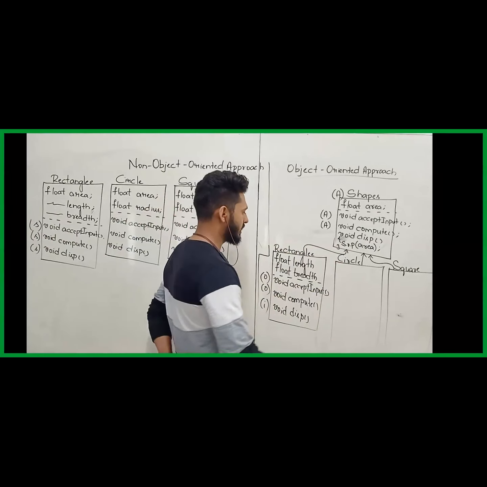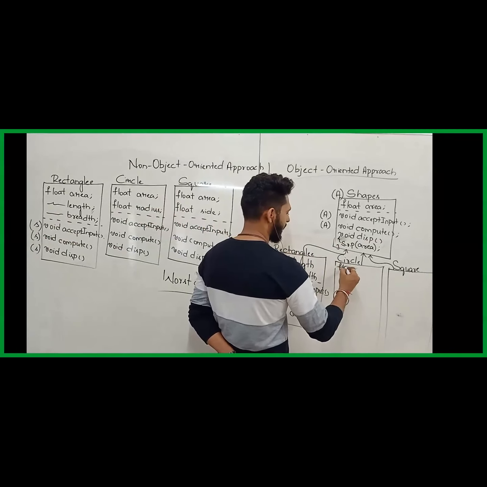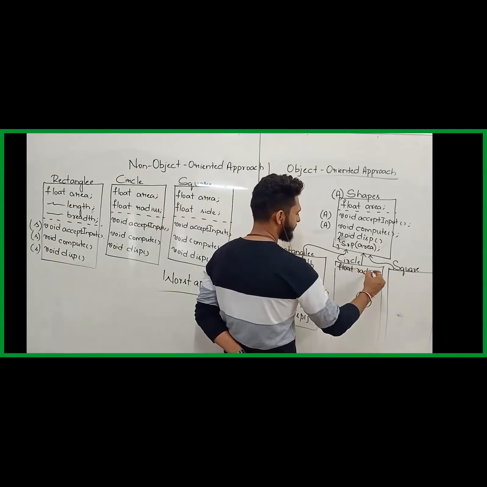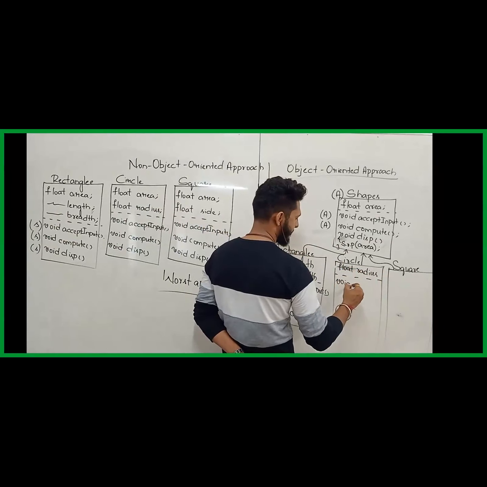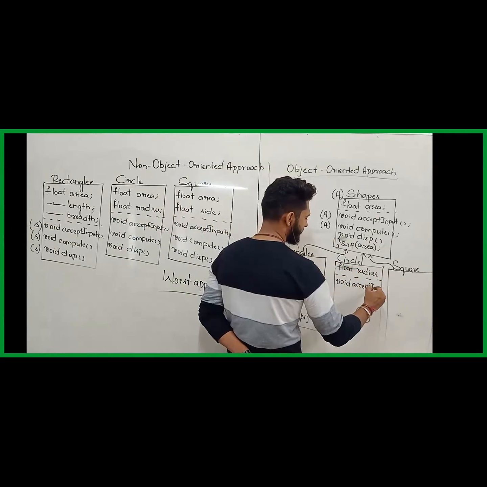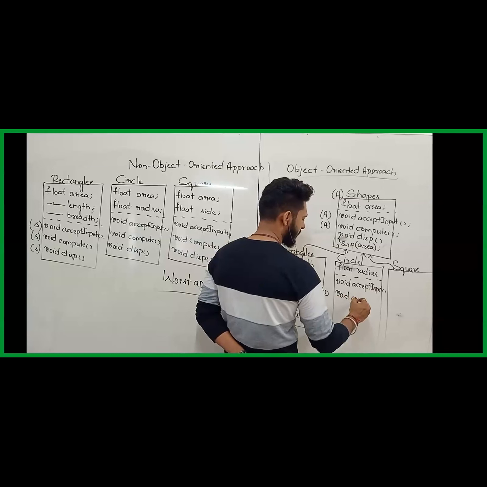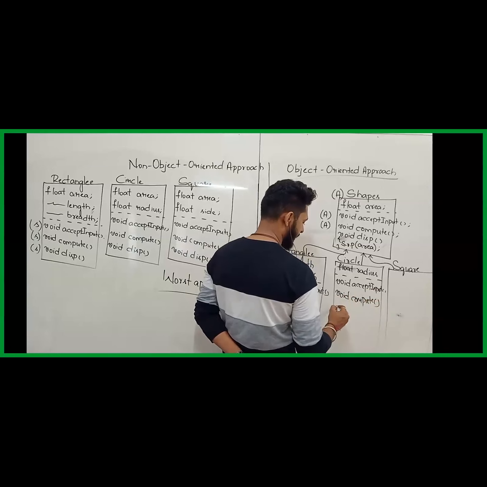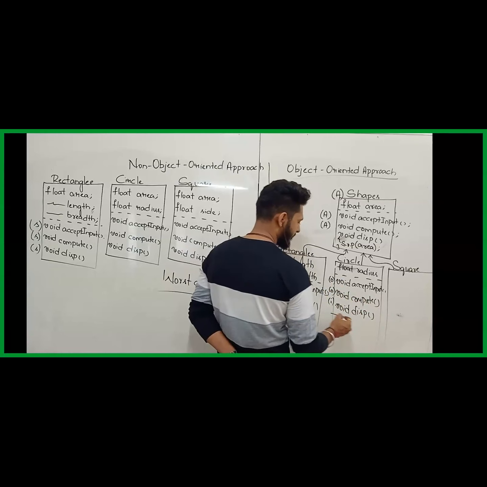And here, void, sorry, float type radius, and then void accept input, then void compute, and then void display. But observe this and tell me what type of methods these are. Yes? Any doubt with this? Next.